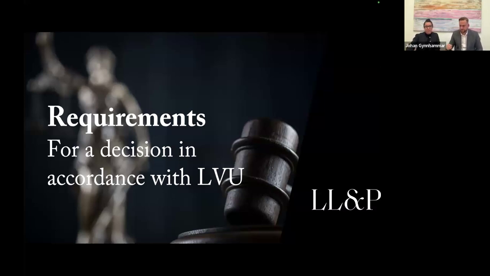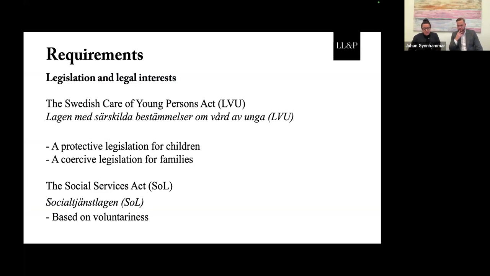And we will further now talk a bit about the requirements for a decision in accordance with LVU. In Sweden, when we look at the legal side of things, we have the Swedish Care of Young Persons Act called LVU, which in Swedish is Lagen om vård av unga. And this is, just as Johan was mentioning, a protective legislation for children and a coercive legislation for the families that are affected by this. We are also going to talk a bit about the Social Services Act, which is Socialtjänstlagen. And that is a law that is based on voluntary measures.